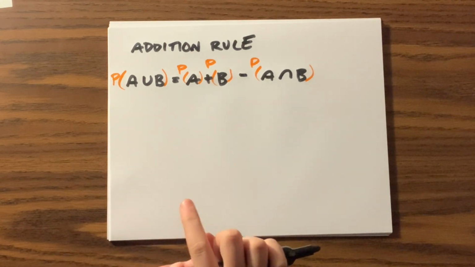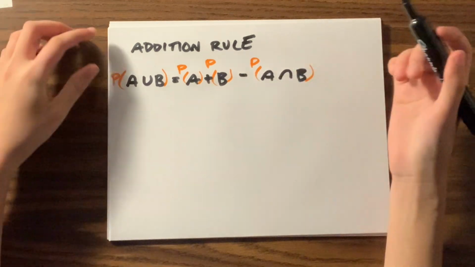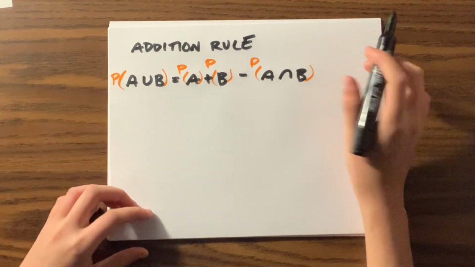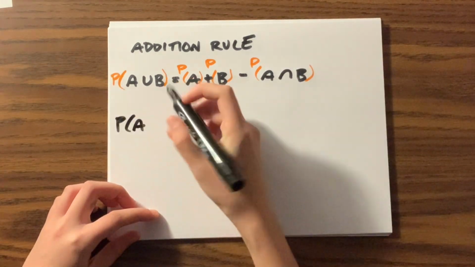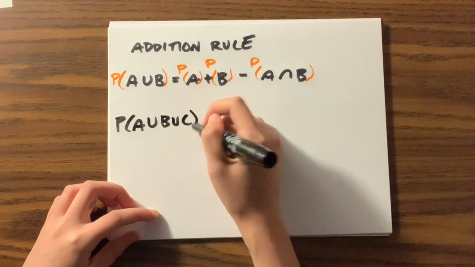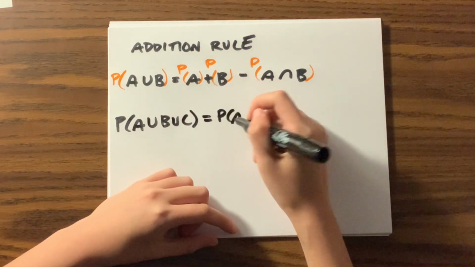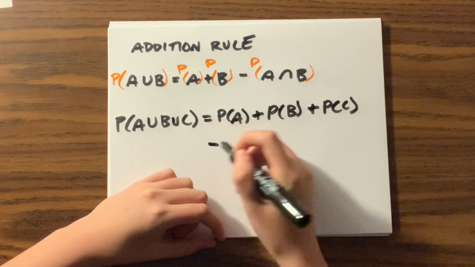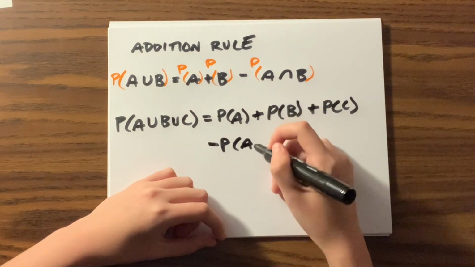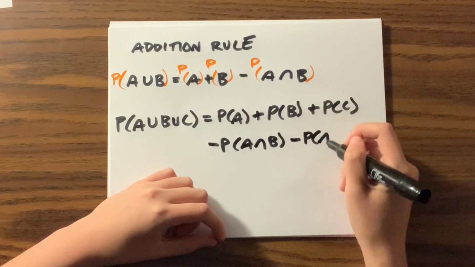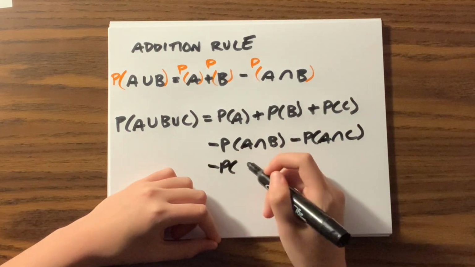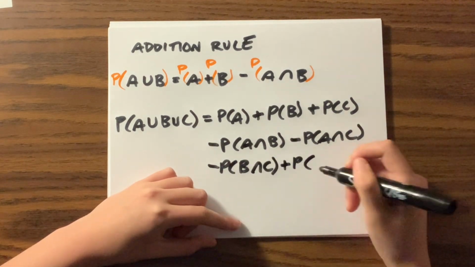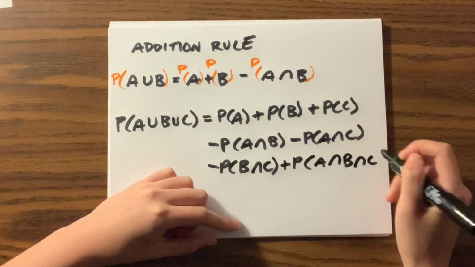And if we want to expand this even more to using multiple events such as events A, B, C, etc., we can use a similar principle. So for example, if we want to find the probability of the union of, let's just say, events A, B, and C, this will be equal to the probability of A plus the probability of B plus the probability of C minus the probability of the intersection of A and B minus the probability of the intersection of A and C minus the probability of the intersection of B and C. And we're actually going to add on the probability of the intersection of events A, B, and C.